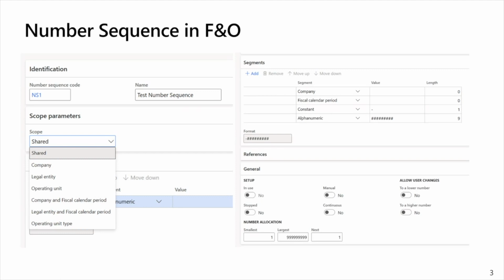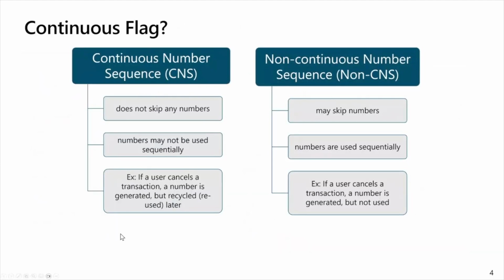This continuous yes and no toggle is what drives whether the particular number sequence will be non-continuous or continuous, and that changes how the behavior will be from the number sequence side. So what is the continuous flag? There are two types of number sequences, continuous number sequence and non-continuous number sequence. One thing to note here for non-F&O folks, at least: when we say continuous number sequence in F&O, this is a no gap number sequence. It does not skip any number. That's what we are trying to say.